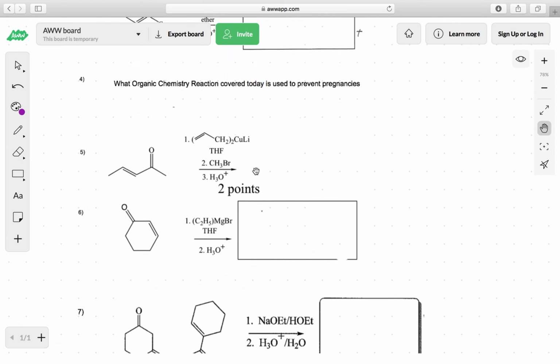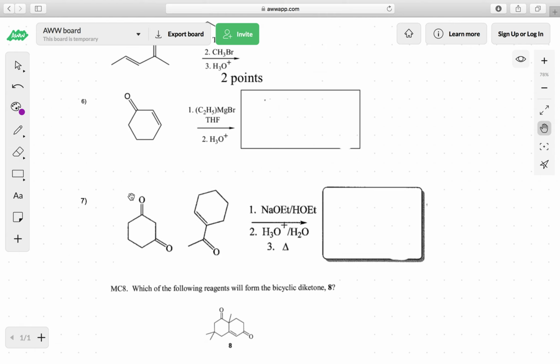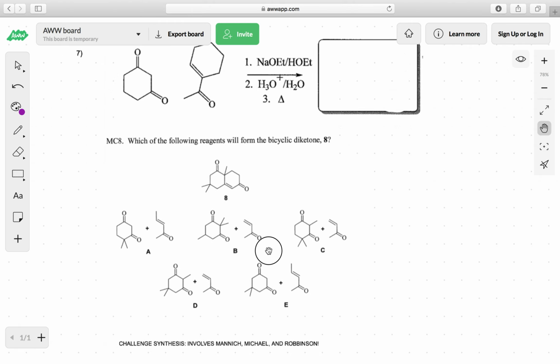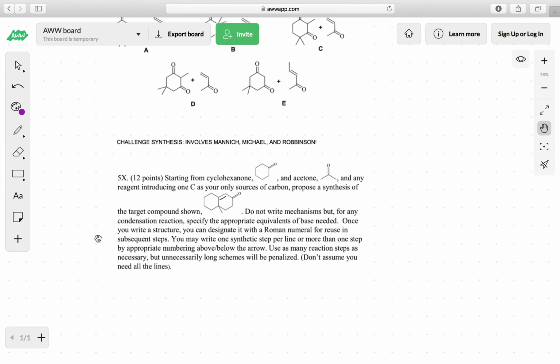Number 5, it's the same thing, addition to an enone. Same here. Now here we get into Robinson annulation. This is a multiple choice question. And here I put a synthesis from my year in organic chemistry. And in this one, it's a very tricky synthesis, but it involves all 3 reactions we did today. So if you guys can get it, then you know you have this material down cold.